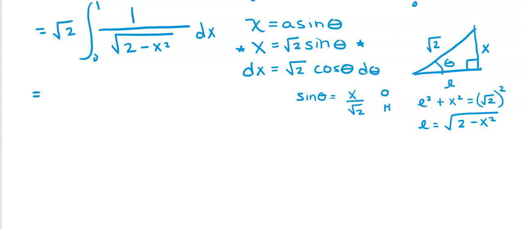So we are going to have this square root on the outside. I'm going to leave off the bounds for now since we're going from x to theta. So my bounds are no longer in play for a moment. And anywhere I see an x, I'm going to plug in square root of 2 sine of theta. Anywhere I see my dx, I'm going to plug in the square root of 2 cosine of theta.